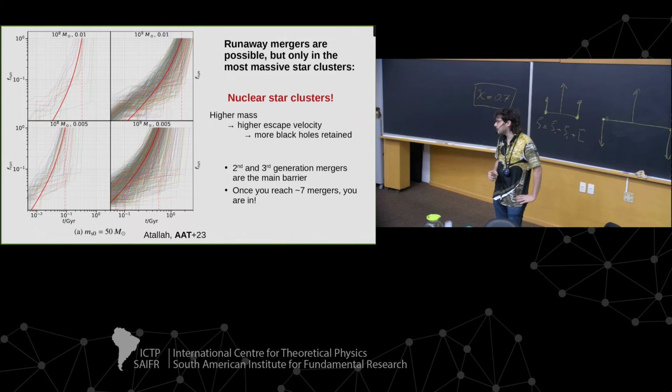A bit less, because we have a mass spectrum of black holes. But only one seed. In this case, the seed was 50 solar masses. 50 mergers, yes, at least. You are producing a non-negligible amount of gravitational waves. Yes, of course.